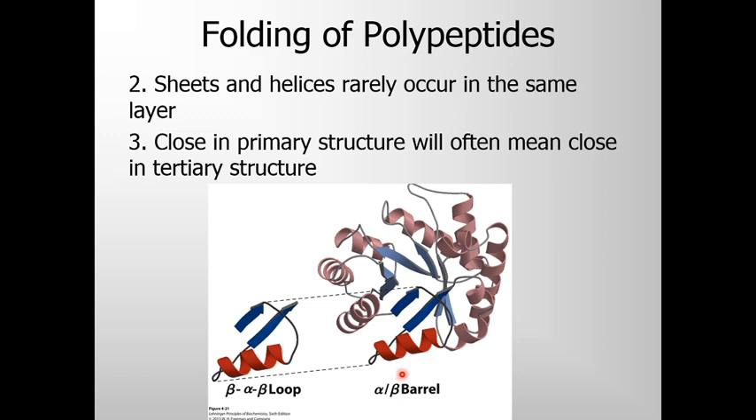Distant segments of a polypeptide may come together in the tertiary structure. For example, let's consider this amino acid. Now this amino acid and this amino acid may not be close in sequence, but in the tertiary structure or the folded structure, they can come close together in space. And that is what the third rule is.